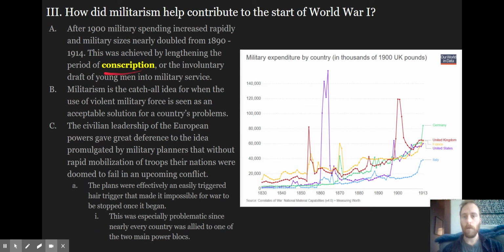Oh, I forgot to mention, they lengthen the period of conscription. So instead of serving for maybe a year when you turn 18 in the military, it might be 3, or in the case of Russia, 4 years, which helps definitely increase the size of the militaries.